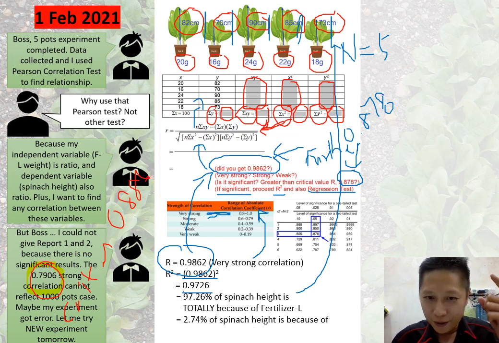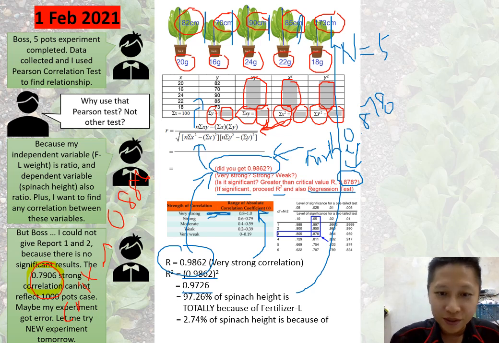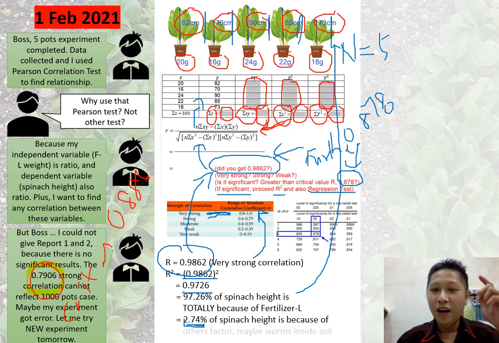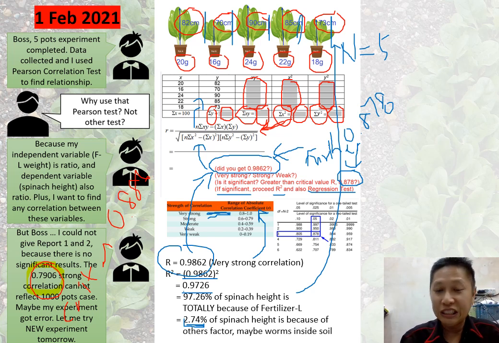Then 2.74% of the spinach height might be because of other factors. Maybe there are more worms inside the soil of one of the pots. It causes one of the pots to produce a higher spinach plant there. Now we got the R squared.